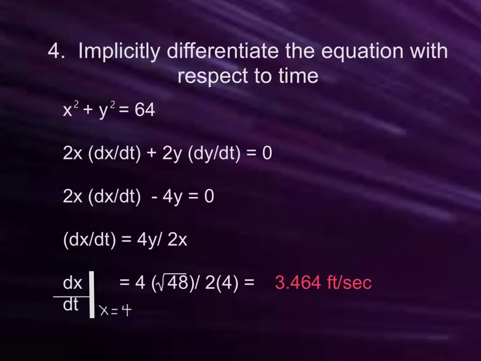To calculate the rate at which x is changing at the point in time when x equals 4, plug in the values of x and y into the equation at that point when x equals 4. You found this value from the previous slide. The final answer should be 3.464 feet per second.